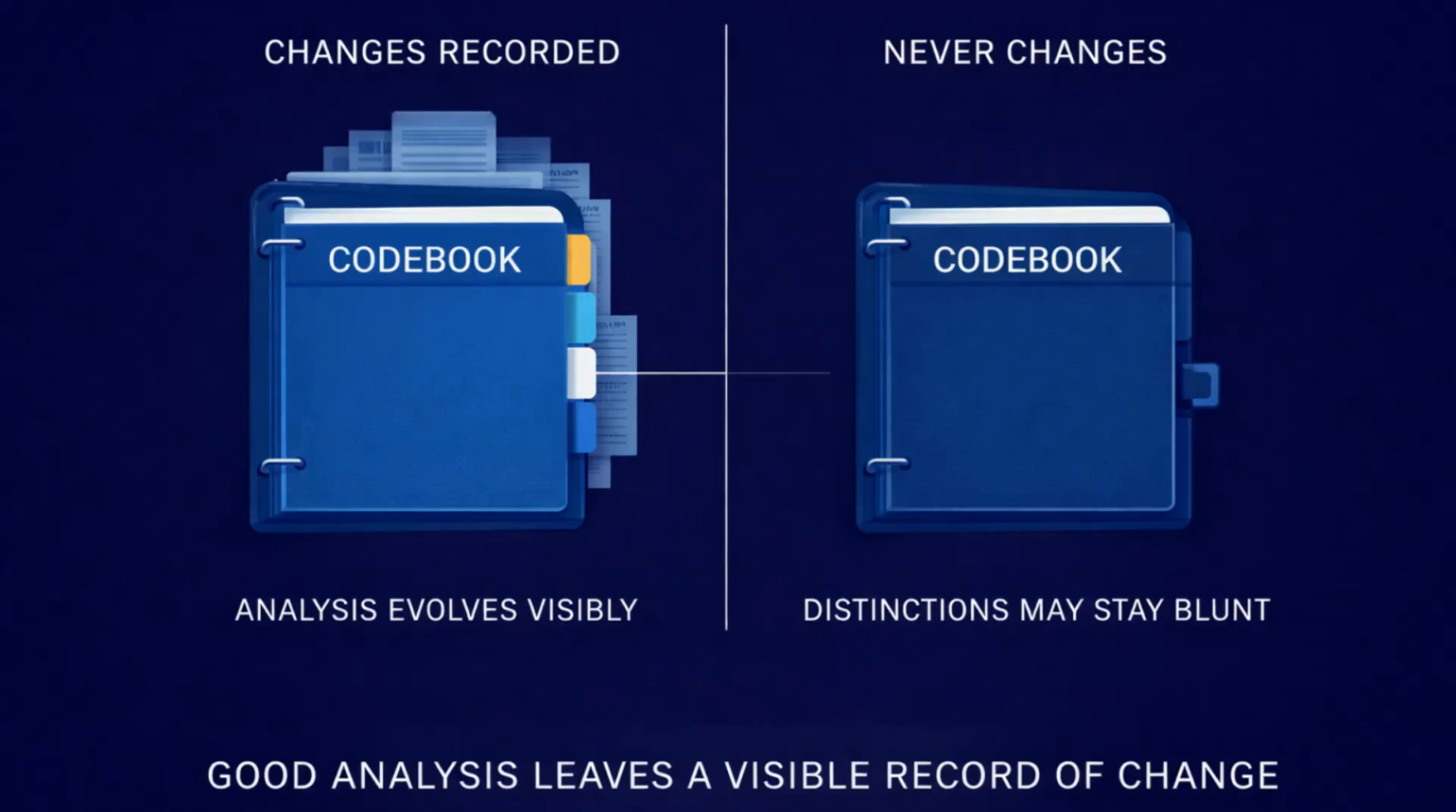That documentation matters because it protects the analytic process from becoming invisible. A codebook that changes without record leaves no clear explanation of how the analysis evolved. A codebook that never changes at all, on the other hand, may indicate that the structure was too rigid or that meaningful distinctions were not being sharpened as the data accumulated.